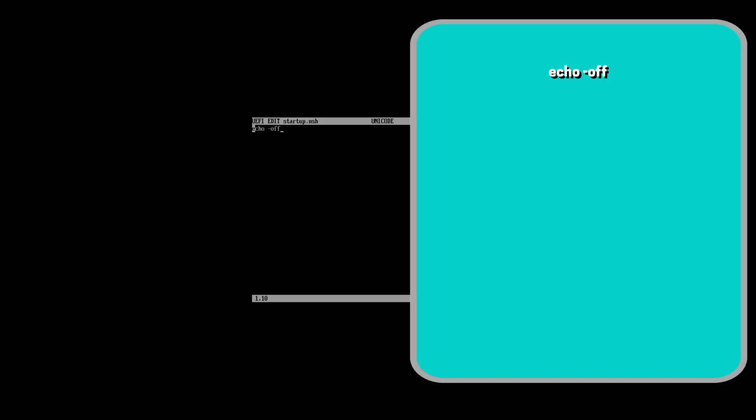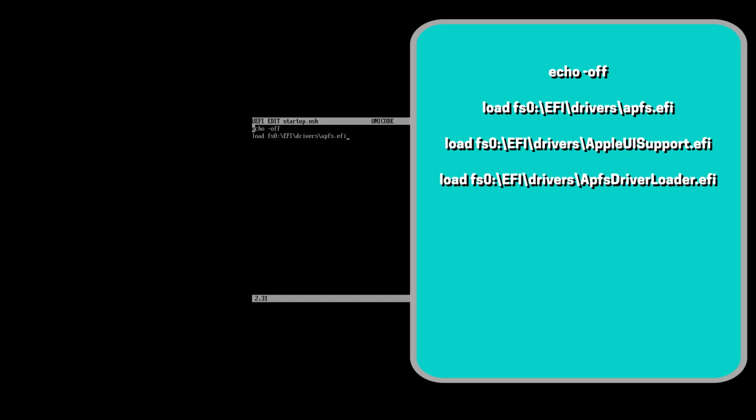We issue an echo off command to suppress the output of these commands. Then we type 3 commands, each of which launches a resource required for APFS support from their new location on fs0 where we've just copied them. We then issue a map command, which remaps the drives to take into account the newly discovered APFS volumes. Then, we change focus to fs3, which should be the APFS volume on which our installer is located.